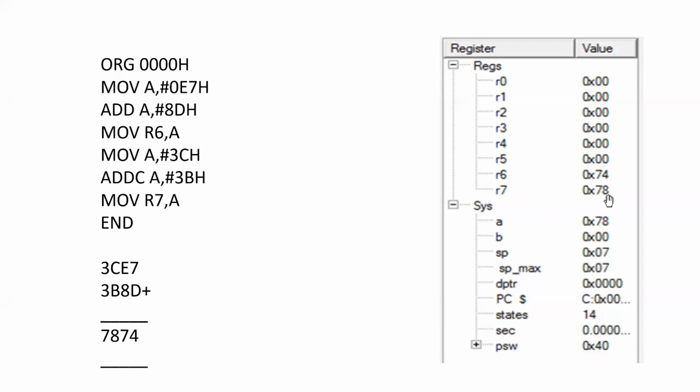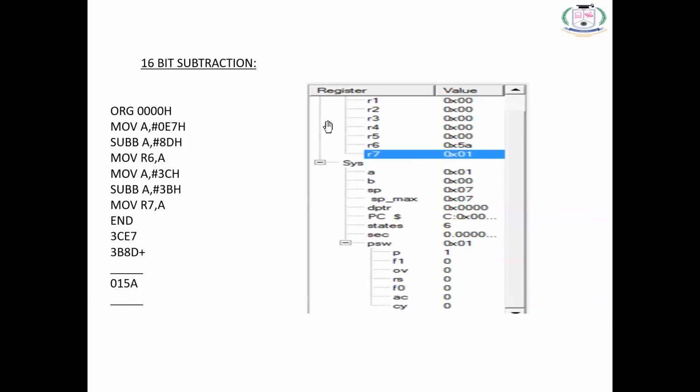You all know this is the accumulator, B register, stack pointer, data pointer, program counter, and program status word. Okay, these are all system related registers and these are all bank related registers. Can you understand this 16-bit addition? I think the program is very easy for you. The same thing applies to 16-bit subtraction.